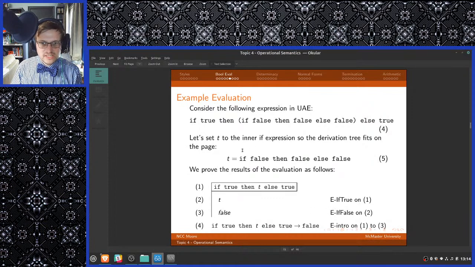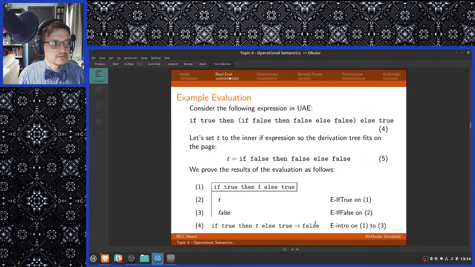From t, if false, then false, else false. I suppose I could have just put that there, but oh well. If false on 2 yields false. Therefore, we can say that if true, else, then t, else true, evaluates to false. There you go. A very simple example evaluation.